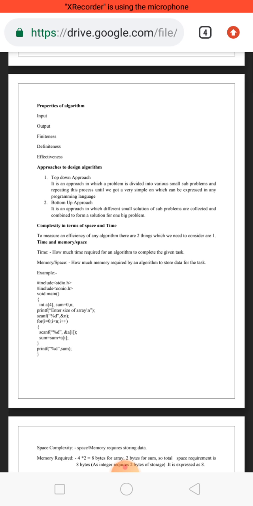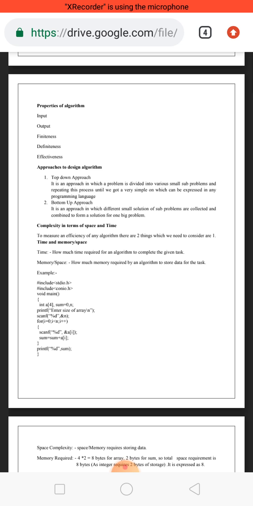For space complexity we need to find how much memory is required by the various variables that you declare in the program. By calculating the sum of the sizes of the data types of all the variables, we can find the space complexity.